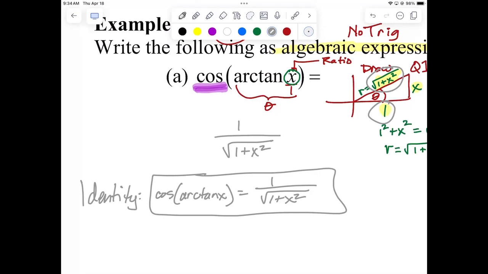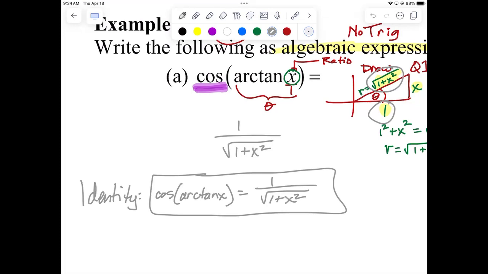If we start with the left side and it's either too hard to work with or we're in an algebraic context, I can replace it with the right-hand side, and I can work it that way, or vice versa. If I have the right-hand side and we're in a trig context, I can change it to cosine of arctangent of x. They are equivalent to each other, right?